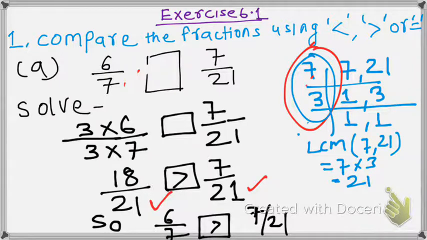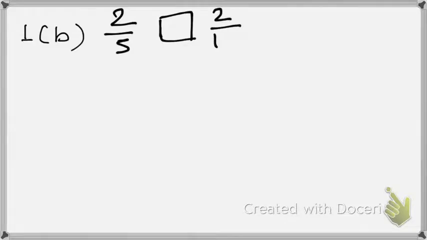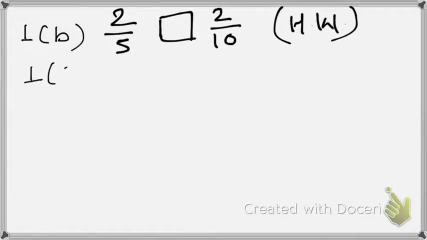Now let's go to the next question. 1B, 2 upon 5 and 2 upon 10. This is your homework students. It is a very easy question. You have to make the denominator same. You have to find which number comes in both 5 and 10's table. You know that 10 comes in both 5 and 10's tables, so make the denominator same, and then compare the numerator.